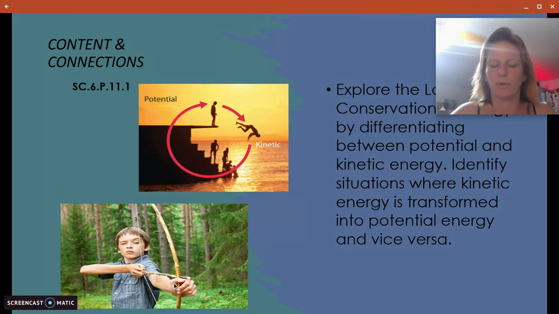One more example before we get started is this little boy who's holding a bow and arrow. When he has it cocked back completely and not in motion, he has stored up potential energy. When he goes to release it, that potential energy is going to be converted into kinetic energy. And here are the CPALM's standards and objectives that we will be going over.